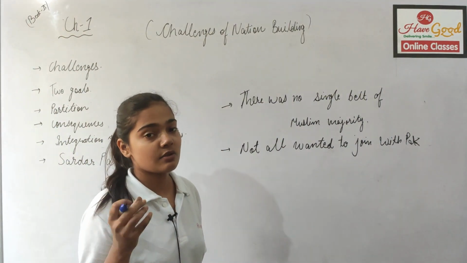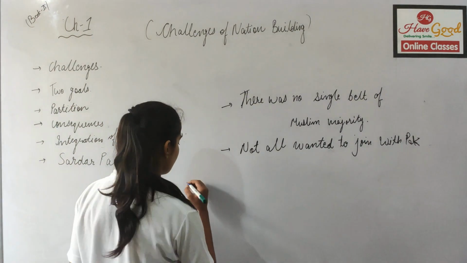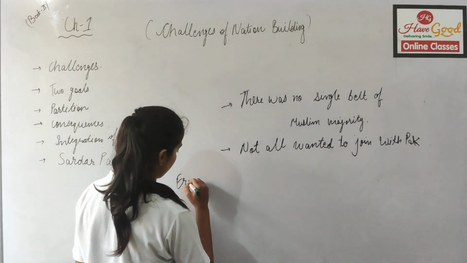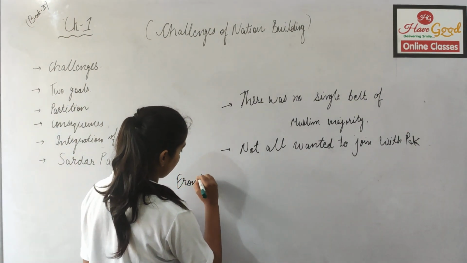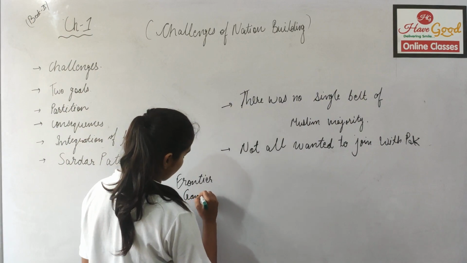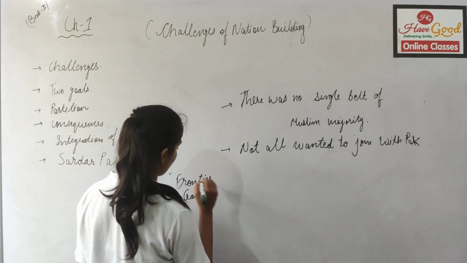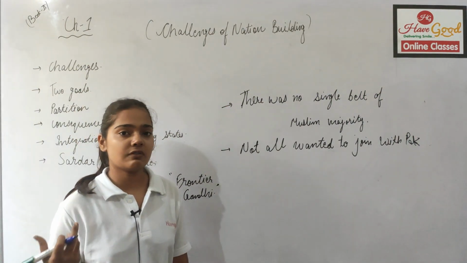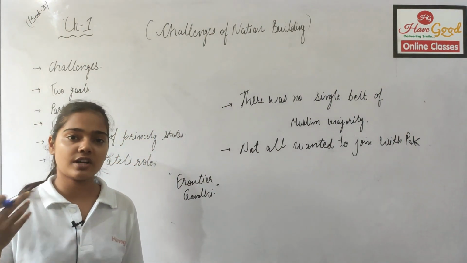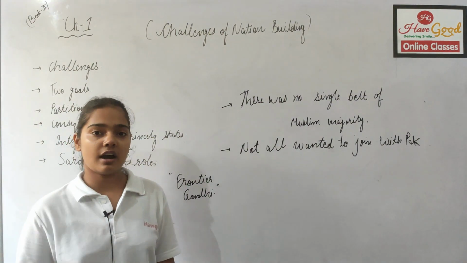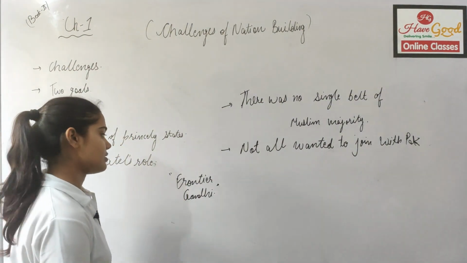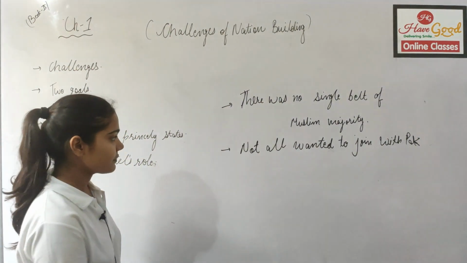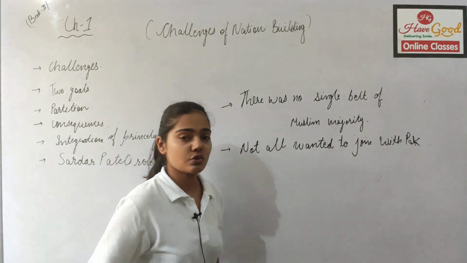Remember one thing, that he is known as Frontier Gandhi, because he followed the path of Gandhiji. It is really important. It can be asked in an objective question as well, that who is known as Frontier Gandhi. Khan Abdul Ghaffar Khan is known as Frontier Gandhi because he adopted the path of Gandhiji. Okay, he did not want to join with Pakistan.